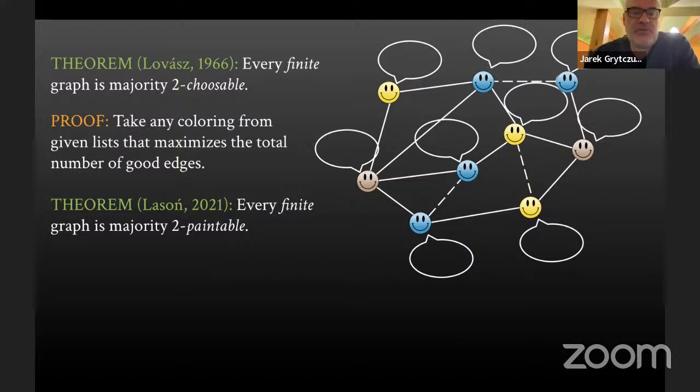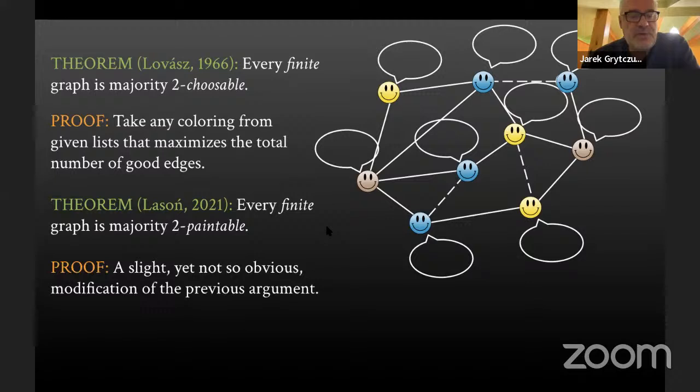And of course it can be considered for any type of coloring. Actually, this was first considered for usual proper coloring, not for majority coloring. But for majority coloring, we have such a result proved by Lasson, and the proof is also quite easy. I will not show you details, but it's very simple, and also it's very similar to this original argument by Lovász with switching colors. So you can think of it as a kind of exercise.